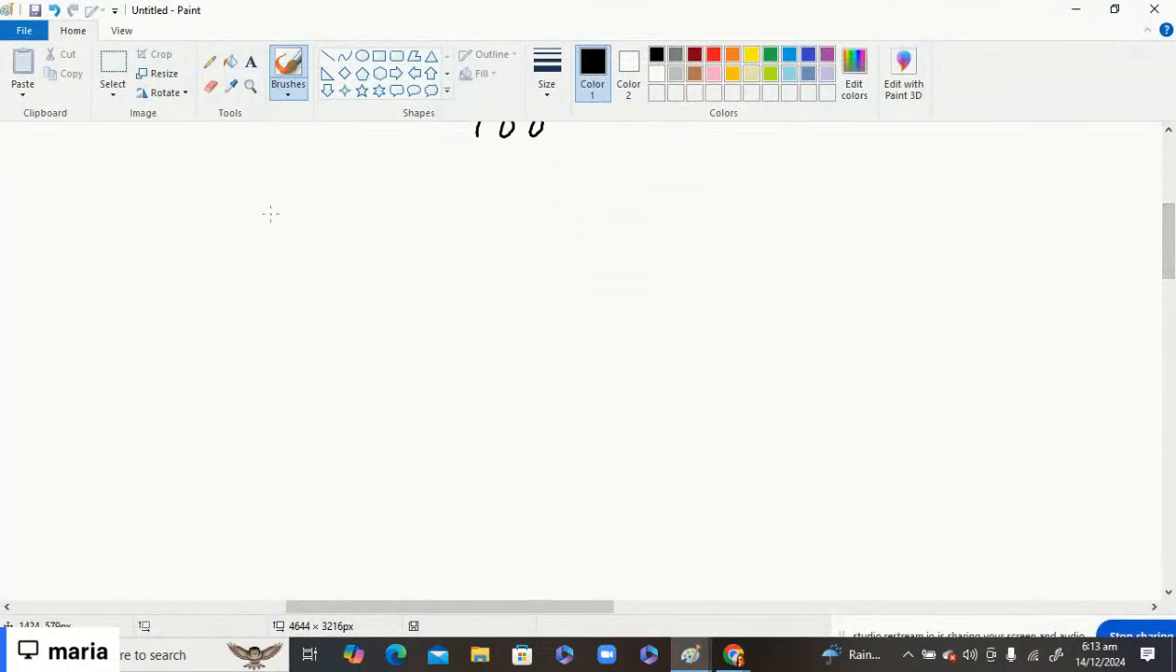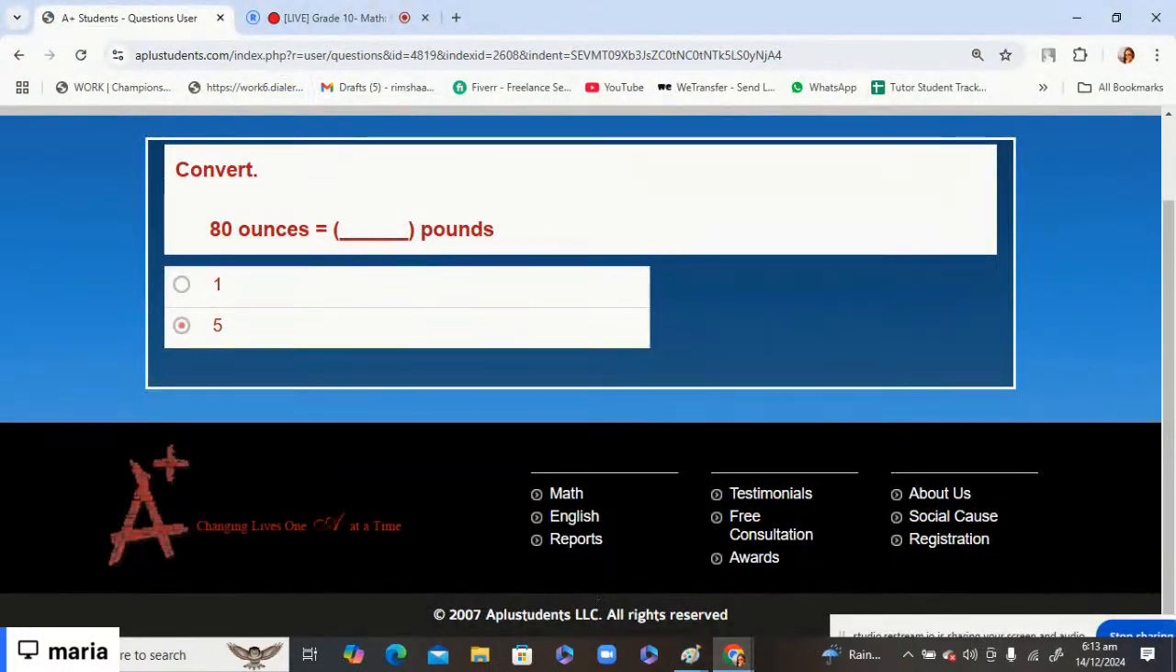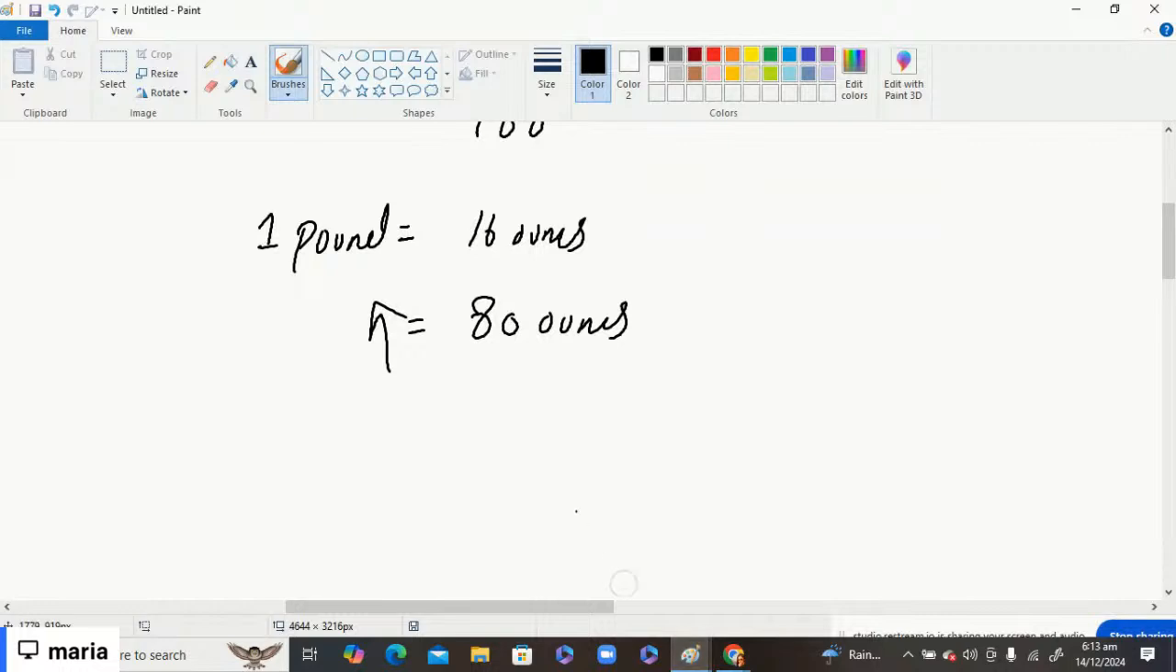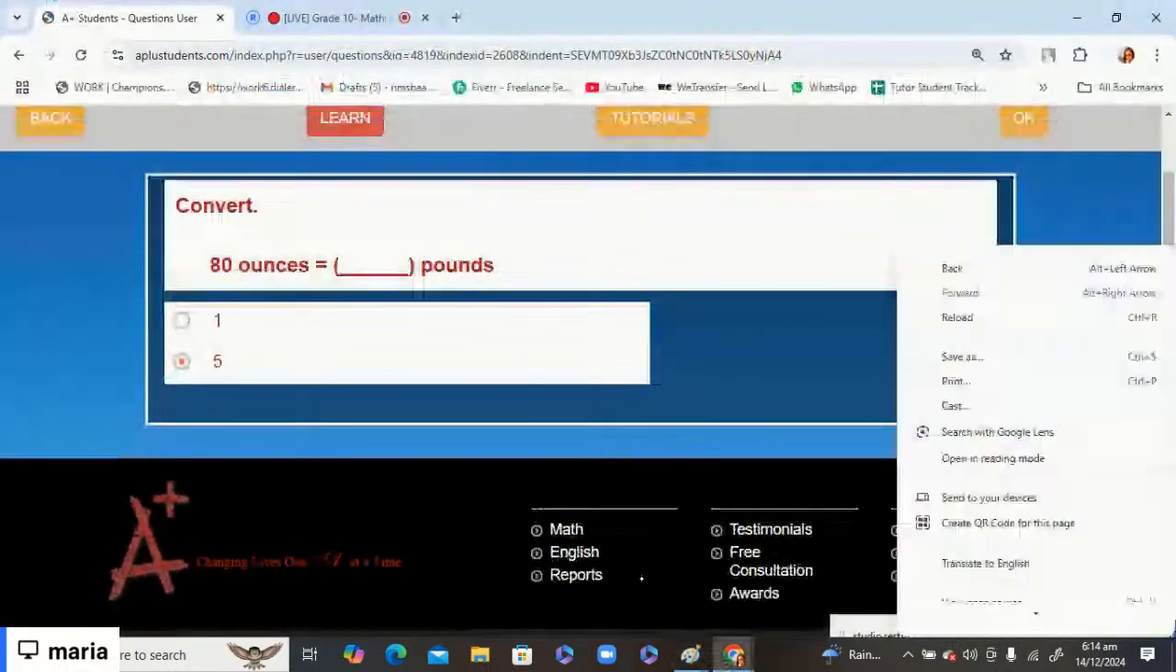As we know that 1 pound is equal to 16 ounces. And 80 ounces is equal to how many pounds? Okay. So 80, you are just going to divide it by that number, 16. 80 over 16, then the answer is 5. This is 5 here.